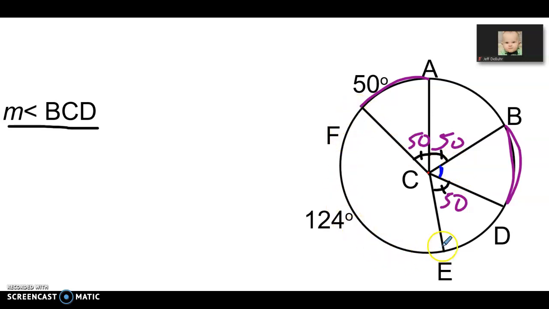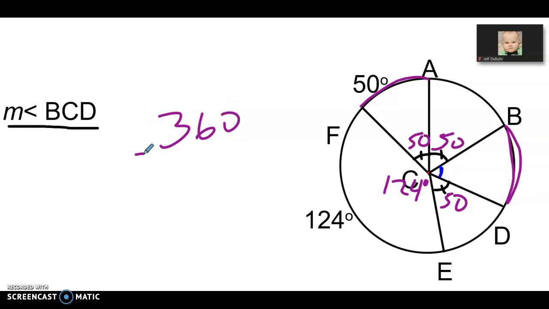If this arc EF is 124 degrees, then this interior angle must be 124 degrees. I'm sorry, I should have said central angle. This central angle is 124 degrees. So now we know 4 of the 5 angles. In order to find the measure of angle BCD, we can simply subtract from 360 degrees, because that's the total in the circle.